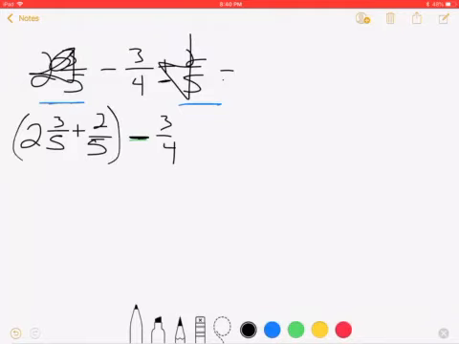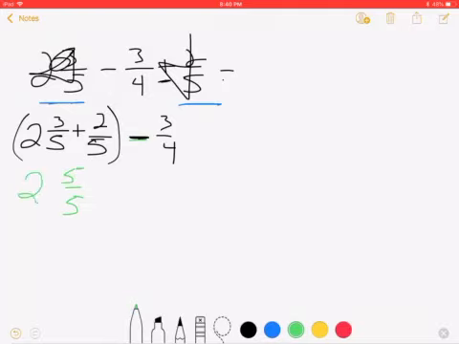Now these two are common, so I'll group those two together, right? So let's do those first. I had 2 and 3/5 plus 2 and 2/5. I'm going to add my fractions first. They both have common denominators, so I know the denominators are the same. They stay the same. 3 plus 2 equals 5 as the numerator.